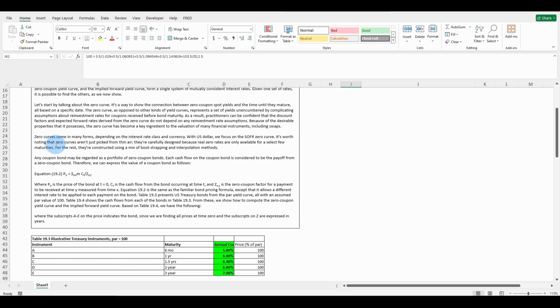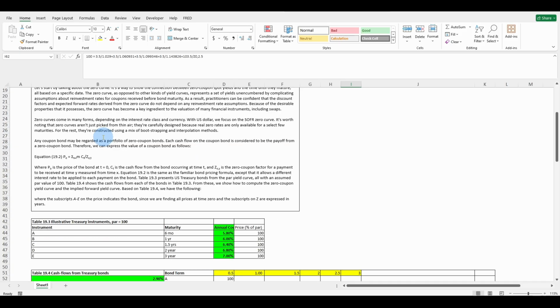So zero curves come in many forms depending on the interest rate class and currency. With US dollars, we focus on the SOFR zero curve. It's worth noting that zero curves aren't just picked from thin air. They're carefully designed because real zero rates are only available for a select few maturities. For the rest, they're constructed using a mix of bootstrapping and interpolation methods. Wow, it's all coming together, isn't it?